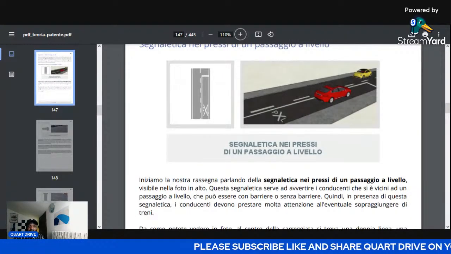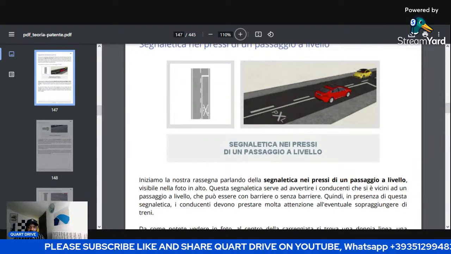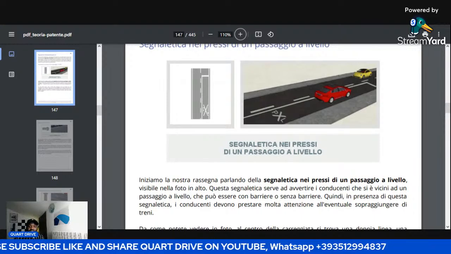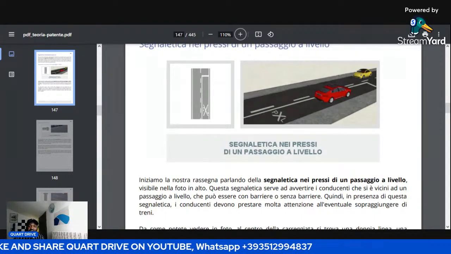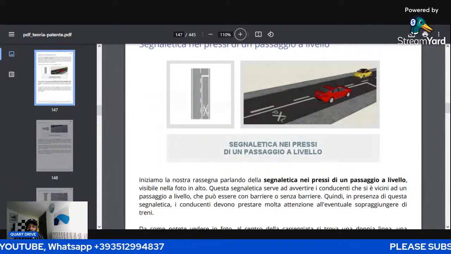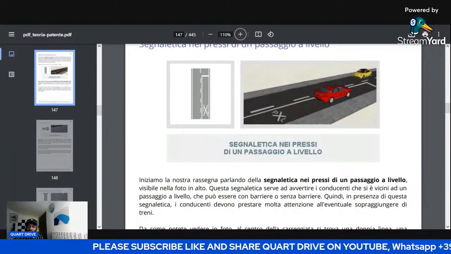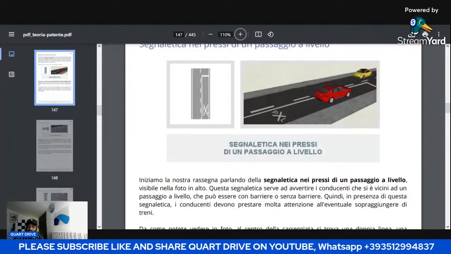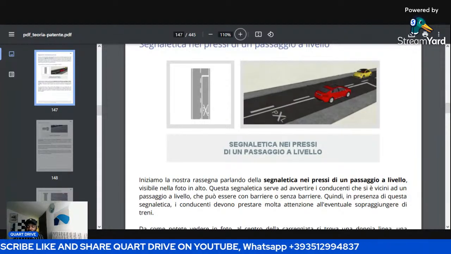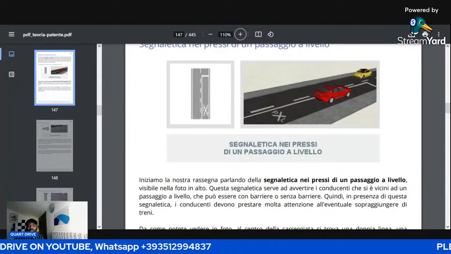It says, segnaletica che presenta un passaggio a livello visibile nella fotografia. Questa segnaletica serve ad avvisare il conducente che si avvicina ad un passaggio a livello, che può essere con barriere o senza barriere. So this one speaks to the driver that you are getting to a passaggio a livello, which can have a barrier or not have a barrier.